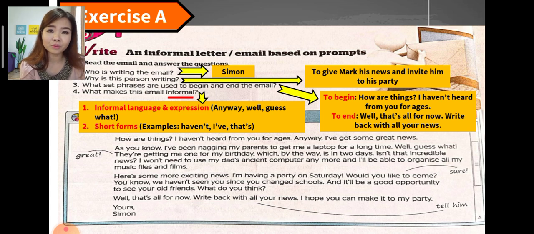For formal language, we normally do not use contractions or short forms, okay? We will write out the words in full. For example, for haven't, if it's formal language, then we will write it as have not instead of haven't. Instead of using I've, I contract VE, we would use I have, and that's. For formal language, we will use that is. So from the use of short forms in this email, you can tell that it is informal language.